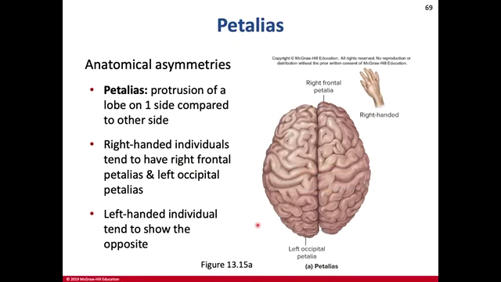Petalia is a protrusion of a lobe on one side compared to another. Right-handed individuals tend to have right frontal petalia and left occipital petalia, and left-handed individuals tend to show the opposite, okay? We're one of the few species that shows dominance on one side or the other, right-handed versus left-handed, etc. Okay, and that's literally because of a difference in the two hemispheres of the brain, right? There's a difference in the number of connections in one hemisphere versus the other, and that's why a lot of people are right-hand dominant, for instance.